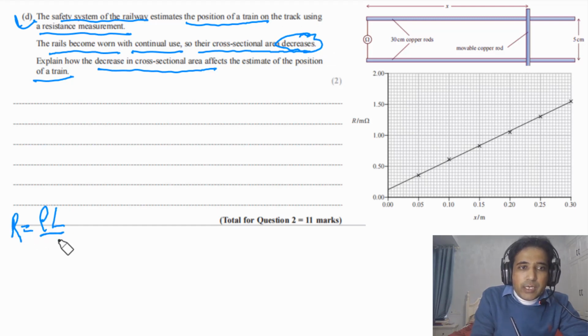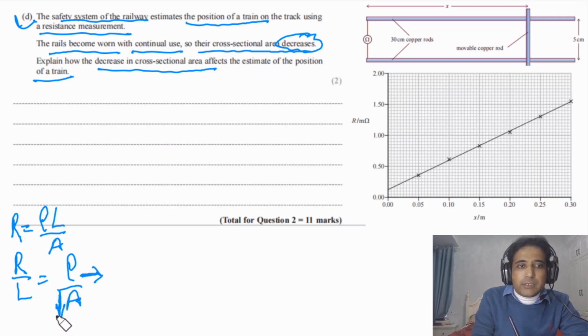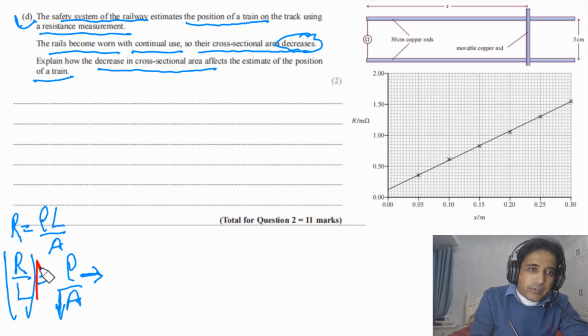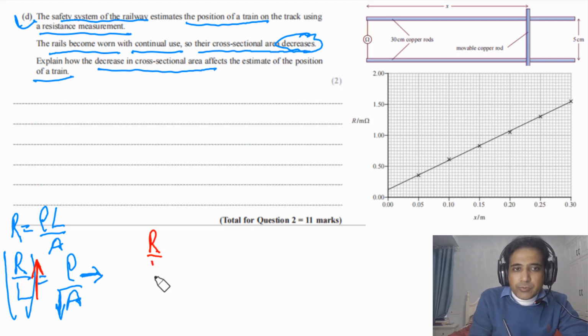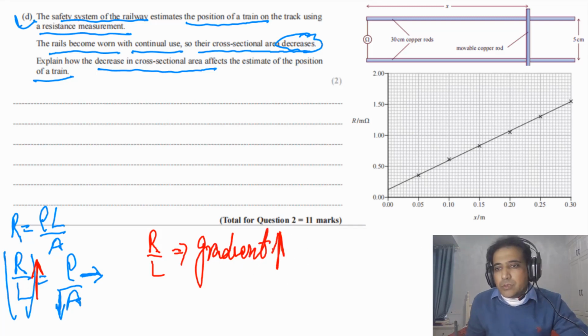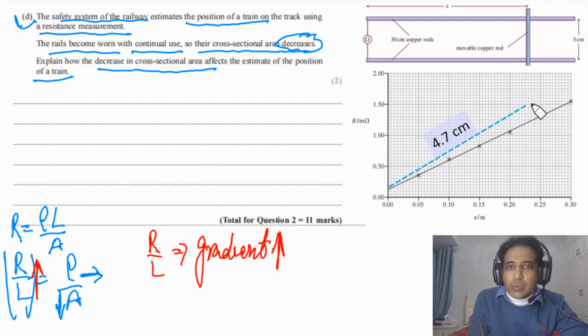Resistance is equal to rho L by A. We can rearrange, we can say R over L is equal to rho divided by A. Resistivity remains constant because this is a property of the material, and cross-sectional area in this case decreases. So it simply means that this ratio R over L will increase. And R over L represents the gradient. So it means the gradient will increase. So simply we can redraw the new line. So the new line may look like this.